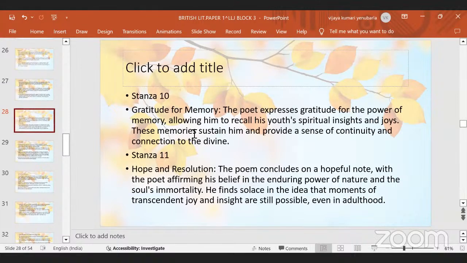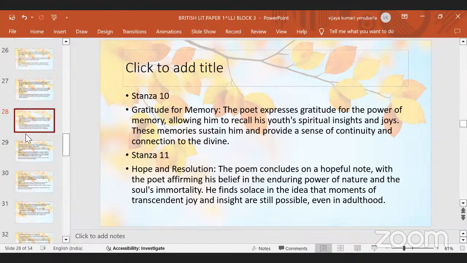So next stanza, hope and resolution. The poem concludes on a hopeful note, with the poet affirming his belief in the enduring power of nature and the soul's immortality. So now he concludes with a hope that there should not be any loss of connection between the soul and nature, so that both of them, nature and soul, become immortal by uniting. He finds solace, meaning comfort, in the idea that moments of transcendent joy and insight are still possible even in adulthood.